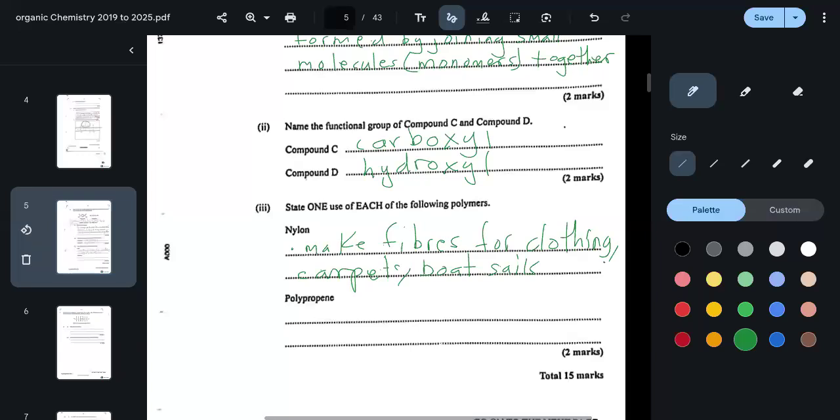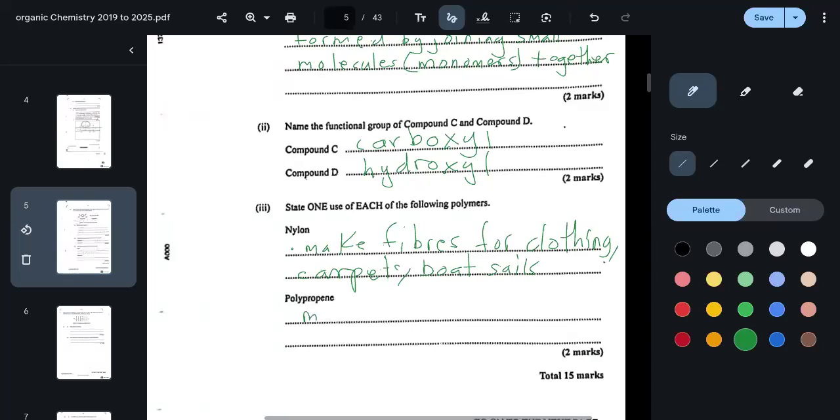Polypropene now, that's plastic, right? So remember when we talk about the use of alkenes and we say it's mainly used for plastic, we're actually not talking about ethene and propene. We're talking about the polymer. So polypropene, polyethene, polychloroethene. When we say it is used for plastics, we're talking about the polymers. So polypropene, it is used to make ropes.